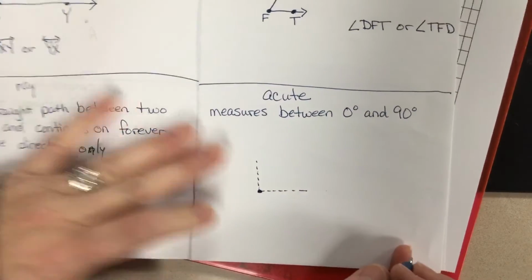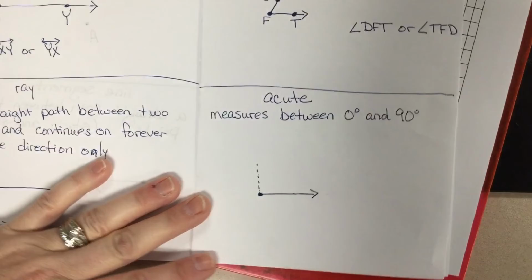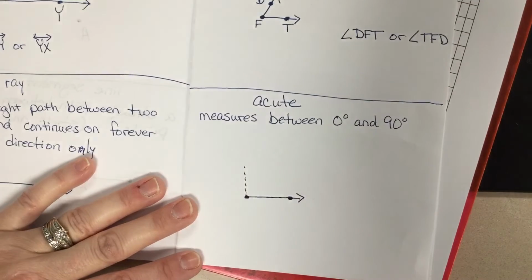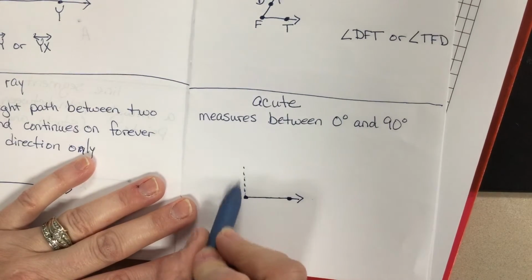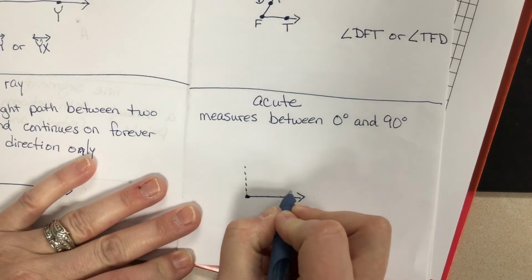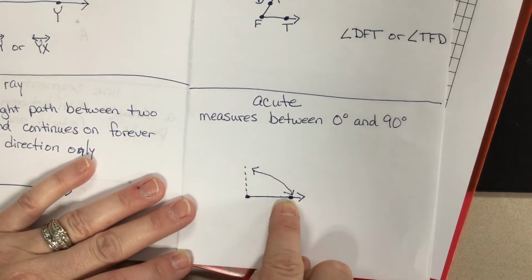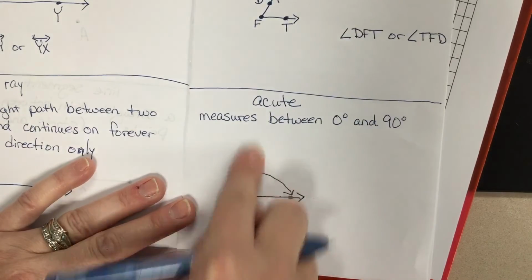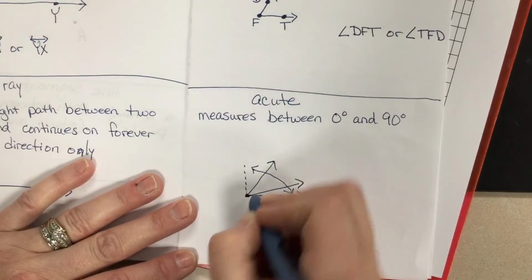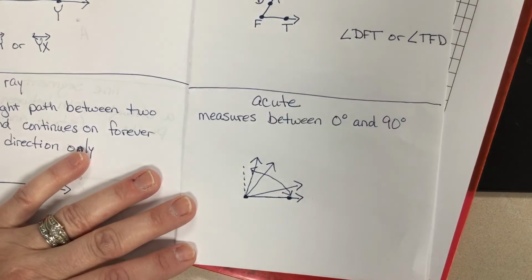So there's my point. And I'm going to make this bottom line a solid line, showing my ray that continues on. I'm going to put a point on there as well. But I made this one a dotted line because this line is not there. That's my reference line. An acute angle can measure anywhere between that solid line at the bottom and where that 90 degree is. So it could measure here, it could measure here, it could measure really close to that 90 degree. All of those would be acute angles.